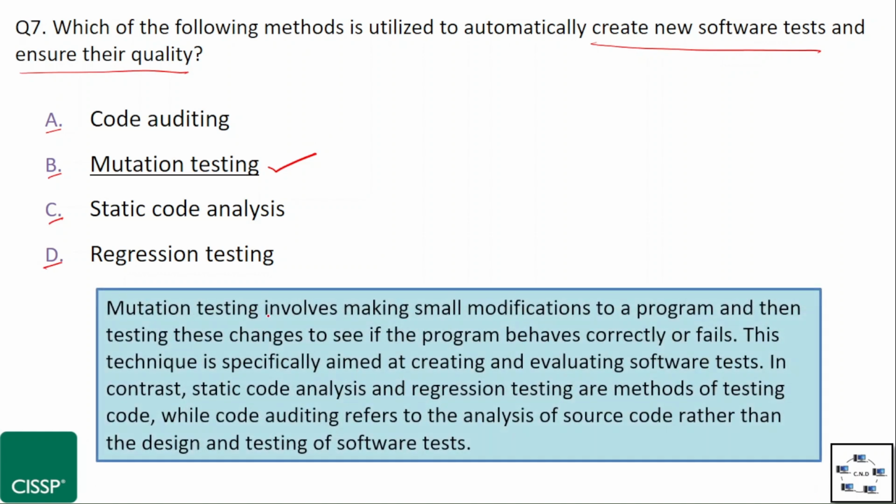So mutation testing involves making small modifications to a program and then testing these changes to see if the program behaves correctly or fails. This technique is specifically aimed at creating and evaluating software tests. In contrast, static code analysis and regression testing are methods of testing code, while code auditing refers to the analysis of source code rather than the design and testing of software tests.